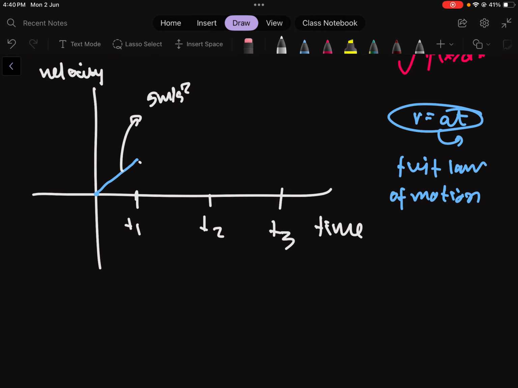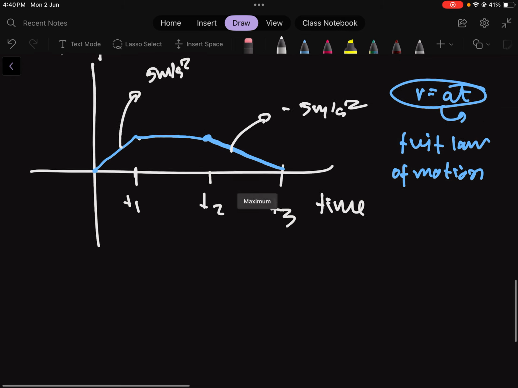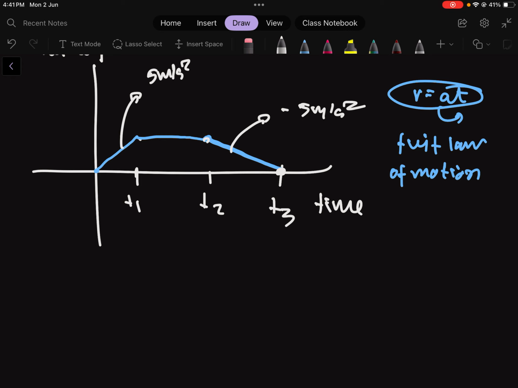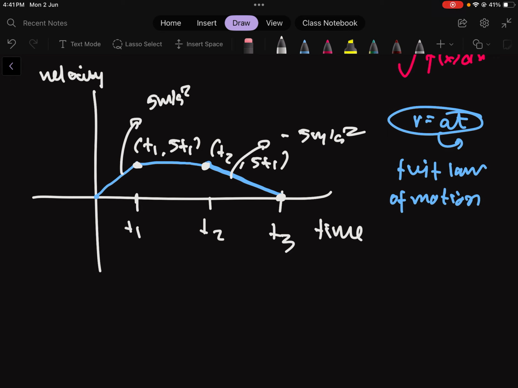Then it moves with constant velocity till time t2 and then decelerates with the same negative slope, you can say minus 5 meters per second squared, and comes to rest at t3. So when you plot the points, we have t1 comma 5 times t1, and this would be again t2 comma 5 times t1. The altitude does not change because it's moving with constant velocity, so the velocity would remain the same, and that's why the y coordinate remains the same. And this would be t3 comma 0.